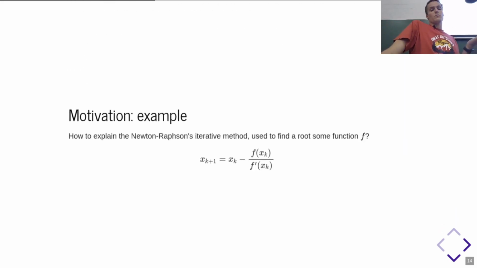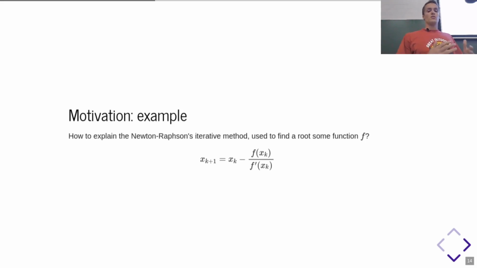And to further motivate the need, I would like to go through a small example to show the benefits of using Manim. So here, I'm sure you all know the Newton-Raphson scheme, but let's imagine that you're in a class and you have to teach the students how the Newton-Raphson iterative scheme works. So how does it work?